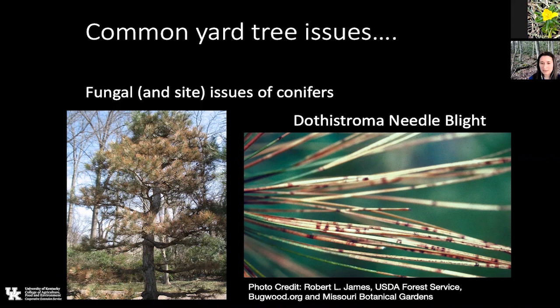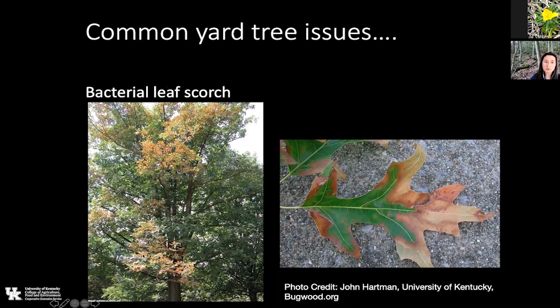So another thing that I see a lot of is bacterial leaf scorch. It can be on a lot of different tree species, but here I'm showing it on oak because it's what I see most commonly in this area. And unfortunately, there's a lot of it and there's really nothing you can do to stop it once it's in a tree.